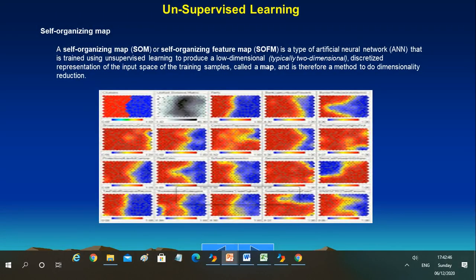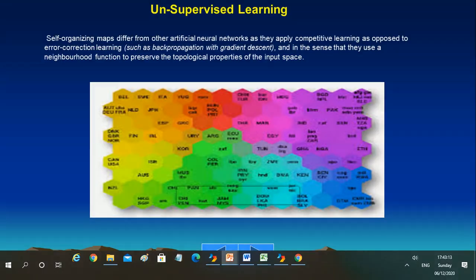Now, self-organizing map. A self-organizing map, or SOM, or self-organizing feature map, is a type of artificial neural network that is trained using unsupervised learning to produce a low-dimensional, typically two-dimensional, discretized representation of the input space of the training samples, called a map, and is therefore a method to do dimensionality reduction. Self-organizing maps differ from other artificial neural networks as they apply competitive learning as opposed to error-correction learning, such as backpropagation with gradient descent, and in the sense that they use a neighborhood function to preserve the topological properties of the input space.